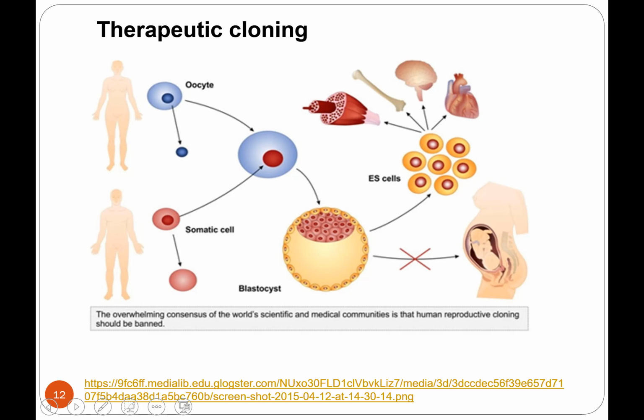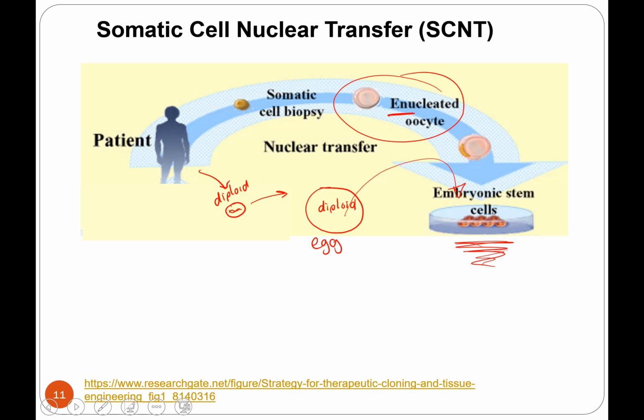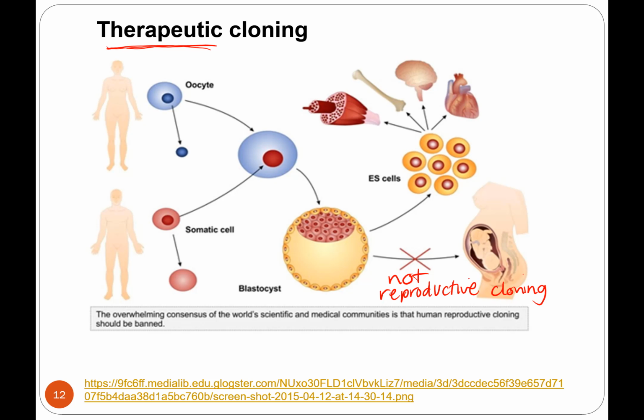Okay, so we can get these cells. Why do we want to make them? What we're talking about is what we call therapeutic cloning. So we are not doing reproductive cloning. But when we come back after break, we will actually talk about somatic cell nuclear transfer as a way to clone animals. So Dolly the sheep was made this way. But we're not doing that with humans, at least hopefully not.